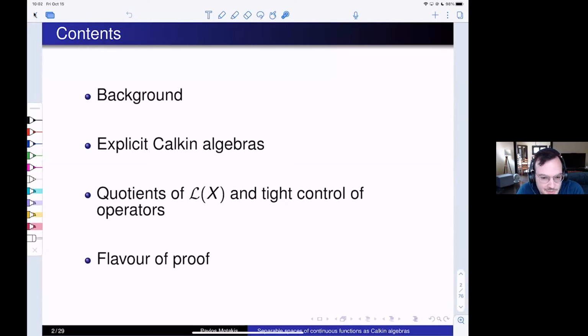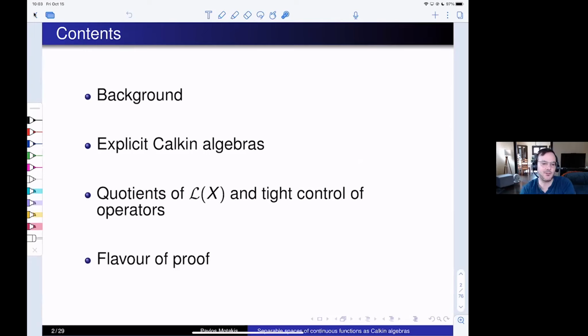And then the third one is very important, the relation between general quotients of L(X). Calkin algebras are a specific type of quotient of L(X). We'll talk a bit about general quotients of L(X) and how they relate to tight control of operators on a Banach space X. From the viewpoint of this lecture, Calkin algebras are not a purely algebraic object. They are a very analytic object. They have to do with the structure of bounded linear operators on the Banach space X. And this also relates this topic to modern Banach space theory.